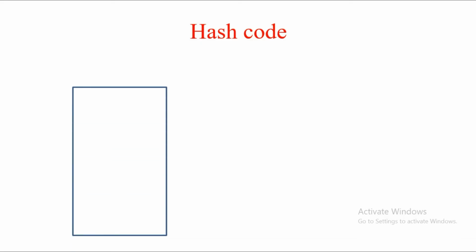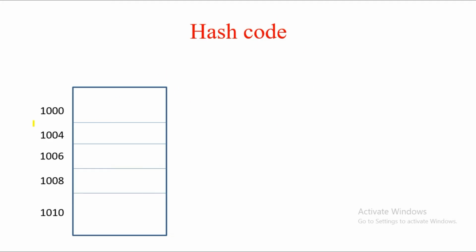So this is my memory location. It's divided in chunks with some buckets, and these are my memory addresses and buckets. The first memory bucket is at 1000, then 1004, 1006, 1008 and 1010. Now if my hashCode returns 1004 for e1, and e2 is the same as e1 by the equals method, but its hashCode is not the same as e1's, then it will end up in a different bucket, which is logically wrong.